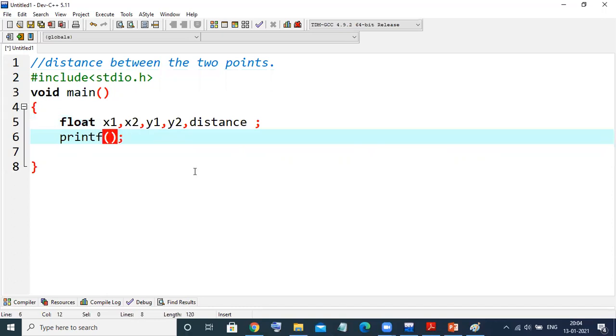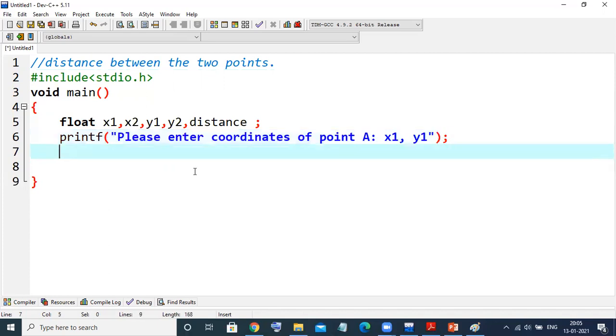Now we want to take the coordinates of the first point. So printf: please enter coordinates of point A, that is x1, comma y1. Then scanf, these are float values. Two coordinates are going to be entered, so percent f, comma address of x1, comma address of y1.